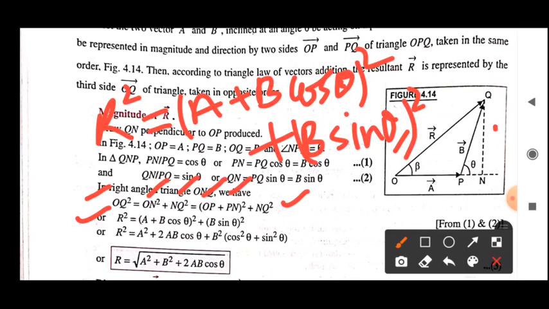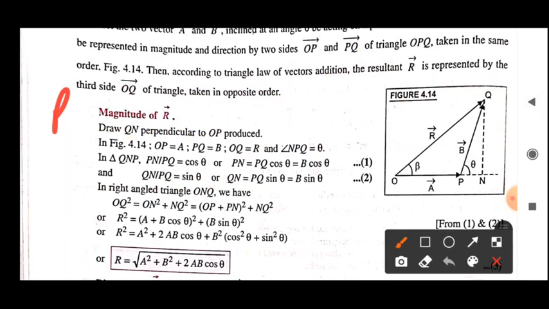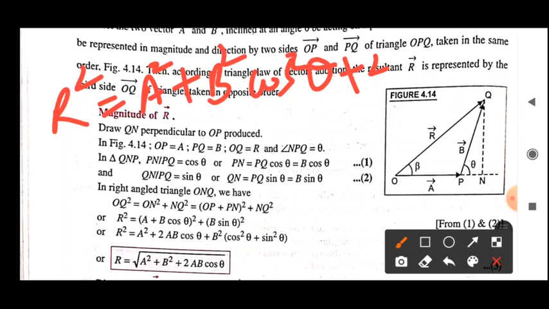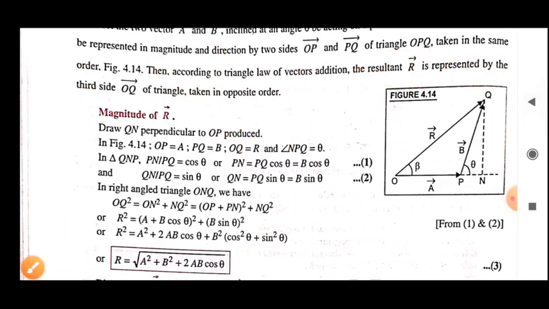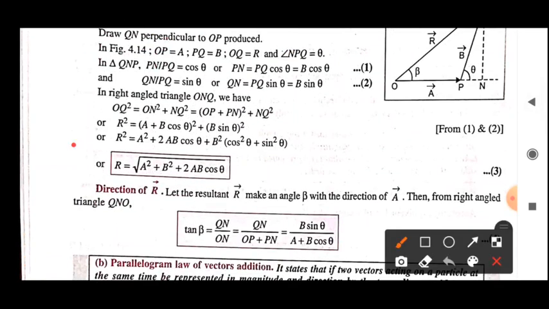Now what we have to do is open this whole square. So this will be A square plus B square cos square theta plus 2AB cos theta. So finally R square will be equal to A square plus B square cos square theta plus 2AB cos theta, then plus B square sin square theta. From this, B square can be taken as common. When you take B square as common, R square can be obtained in this way, and R can be calculated as the root of A square plus B square plus 2AB cos theta.